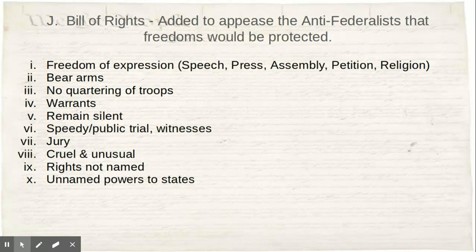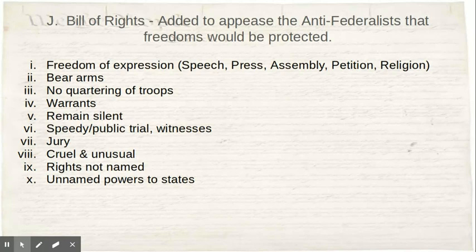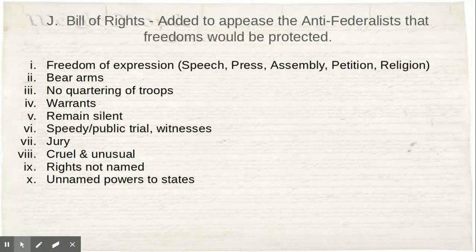Amendment 7 is your right to a jury even in civil cases. So even in lawsuits over a certain amount, you have the right to a jury. And Amendment number 8, cruel and unusual punishment is forbidden. And then when they got to the end of this list, they realized, well, if we only make this list of rights, people might think these are the only ones we have. So in Amendment 9, they also protected rights not named.